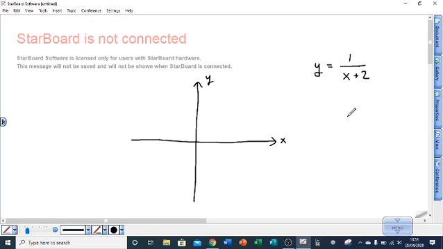Hi Alice, yep. How you find your asymptotes, your vertical asymptotes, first of all? I think you said you were all right with that.